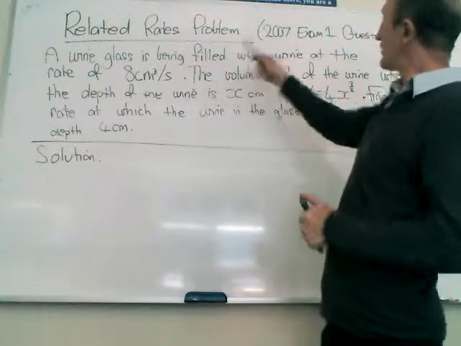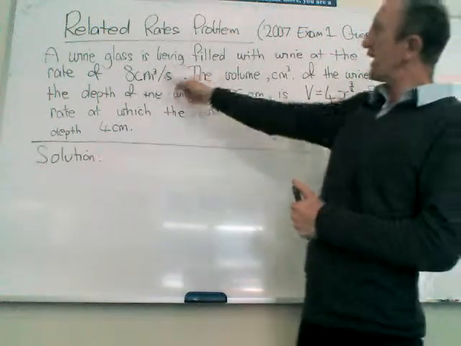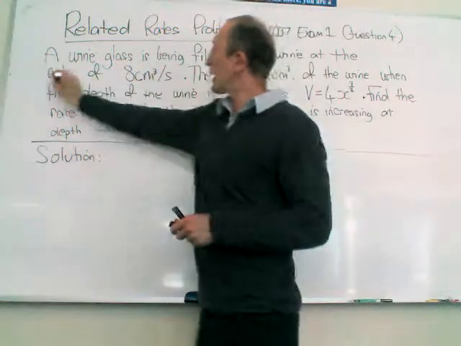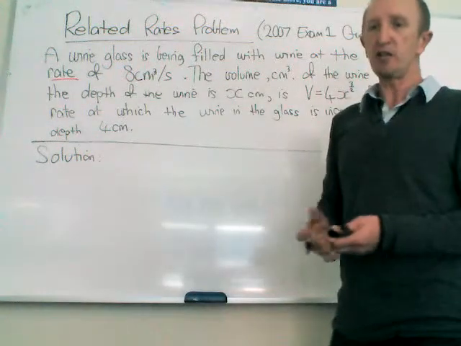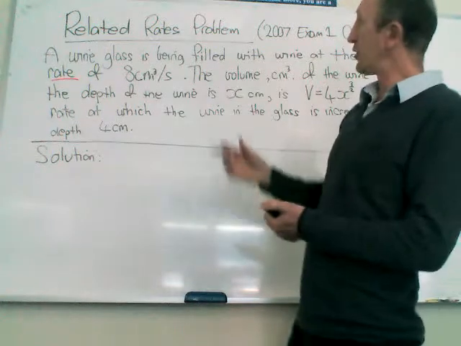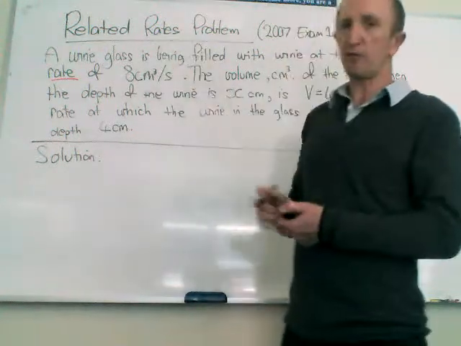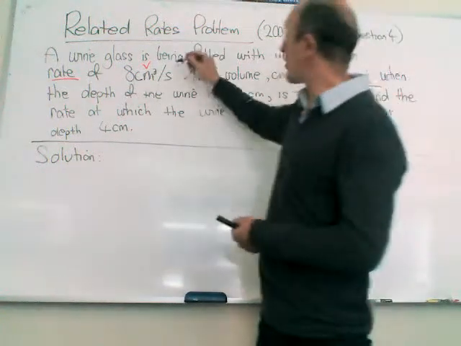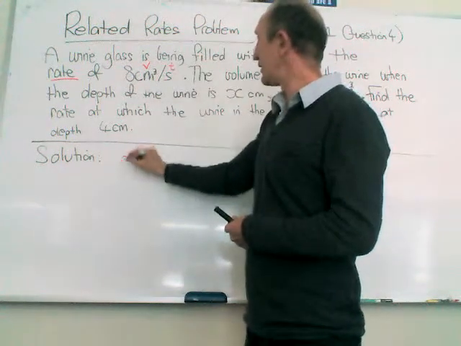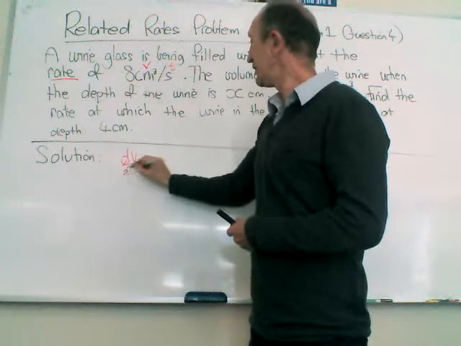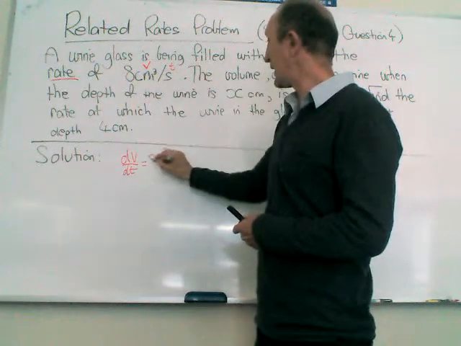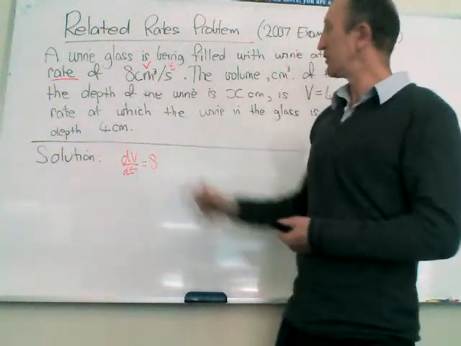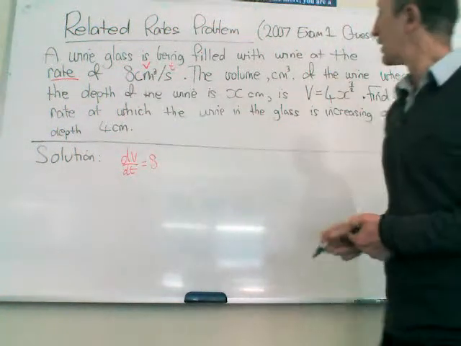A wine glass is being filled with wine at the rate of 8 centimetres cubed per second. You need to think about rates. Rates are basically rate of change, so it's about the derivative. And if you think about centimetres cubed, that's volume. So this is volume, and S is seconds, that's time. So what we're actually told is that dV/dt is equal to 8 centimetres cubed per second. dV/dt, volume versus time.